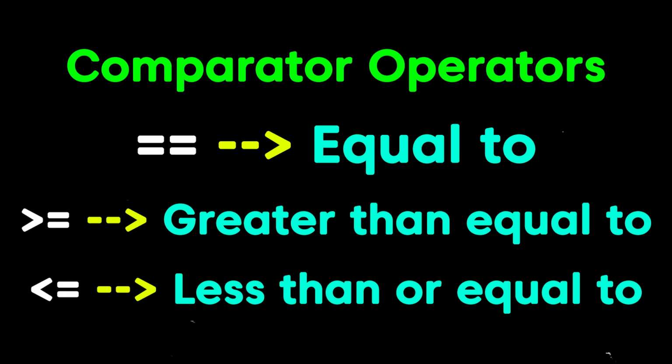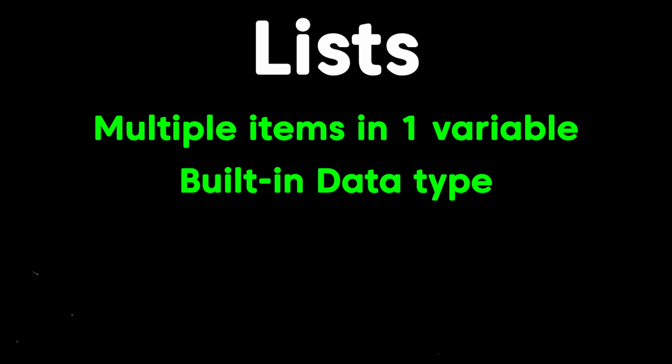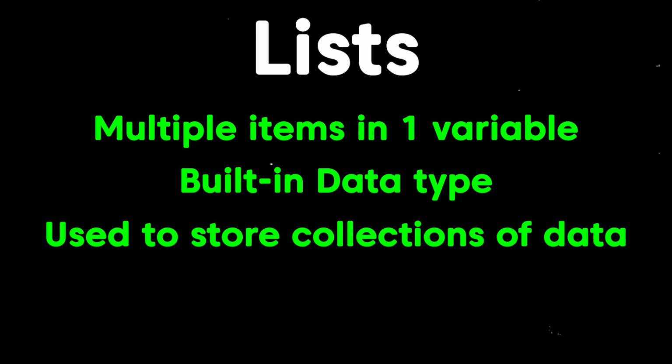Let's now go ahead and have a look at Python lists. Now lists are used to store multiple items in just a single variable. Lists are one of the 4 built-in data types in Python. They're used to store collections of data. The other 3 are tuples, sets, and dictionaries. All of these have different qualities and usages.